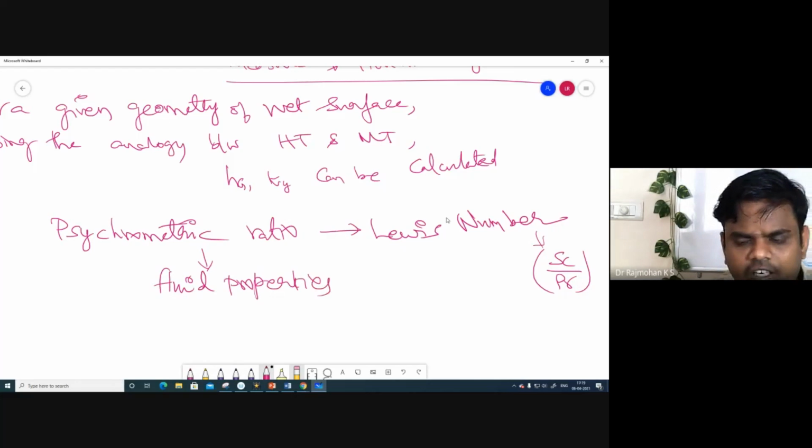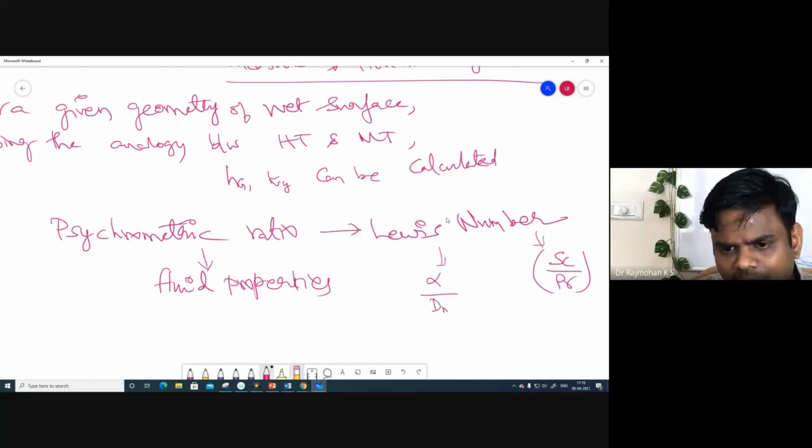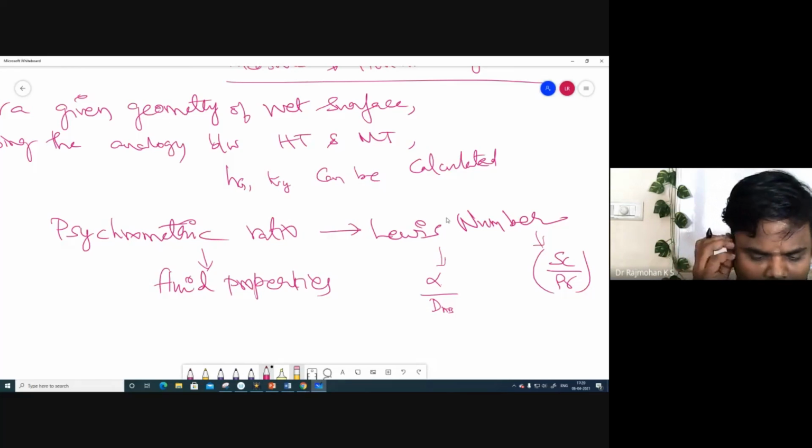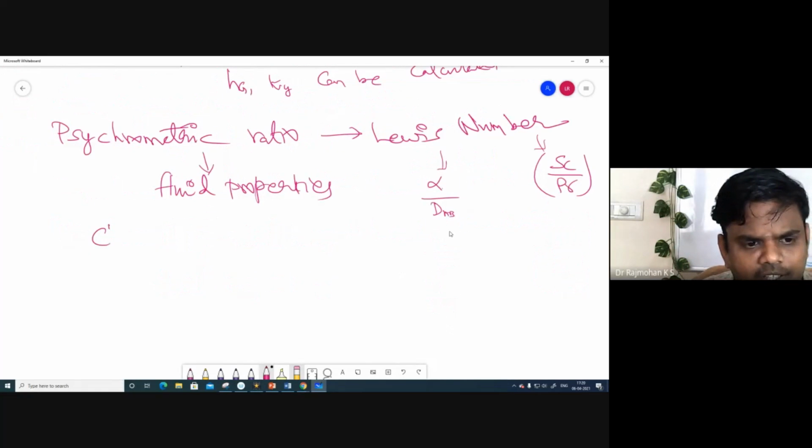So obviously when we are trying to relate it to Lewis number, we are trying to relate it to the fluid properties. So what is Lewis number? How is it defined? We have seen it is the ratio of alpha by D_AB, that means thermal diffusivity by mass diffusivity. Lewis number is the ratio of thermal diffusivity by mass diffusivity, or you can even say it is the ratio of Schmidt number by Prandtl number. And if you recall the Chilton-Colburn analogy, please refer to those lectures. What is the Chilton-Colburn analogy?